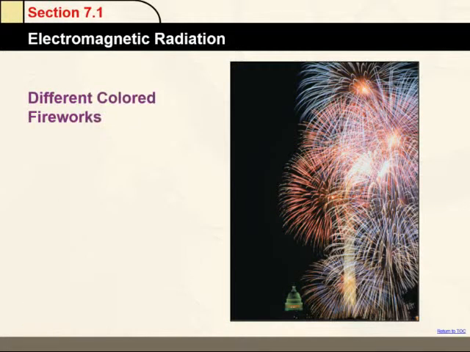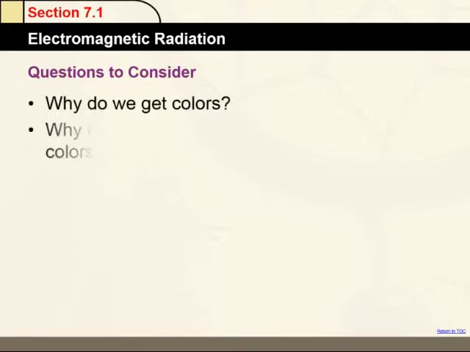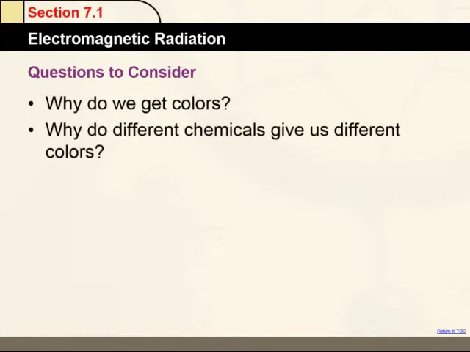Have you ever noticed when you're watching fireworks, for example, that those fireworks are different colors? Why are they different colors? And why do different chemicals give us different colors? One of the things you might have said is, oh, well, this one's made of lithium, this one has sodium in it. It has a different chemical signature, therefore it has a different color. The different chemical property results in this different color that we see. But why? What about that chemical gives us the different color?